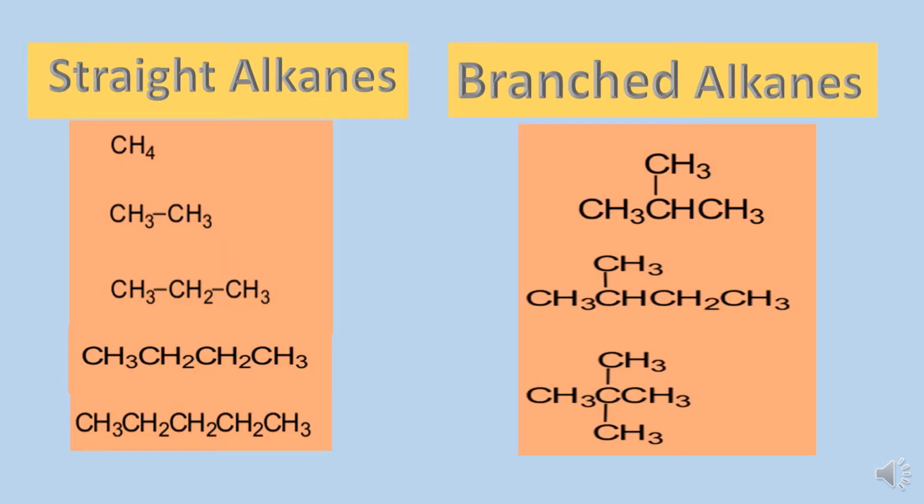Alkanes may be of two types on the basis of their structure. If they have a straight chain of carbon atoms, then they are called simple alkanes or straight chain alkanes. And if the chain is branched, then they are called branched chain alkanes or branched alkanes.